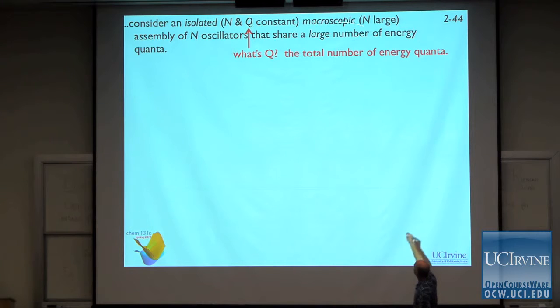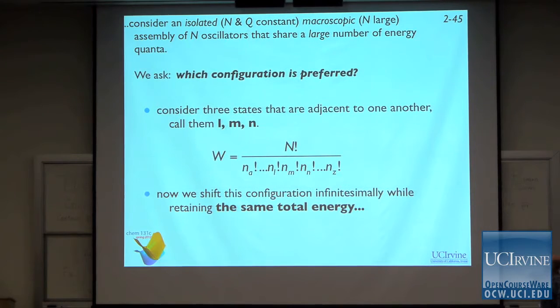An assembly of n oscillators that share a large number of energy quanta. Large number of oscillators, large amount of energy. Neither one of those things is going to change. Which configuration is preferred? In other words, where is the peak in that curve that I just showed you? Let's consider just 3 states. There could be thousands. Let's consider just 3. Let's label them L, M, and N, randomly.